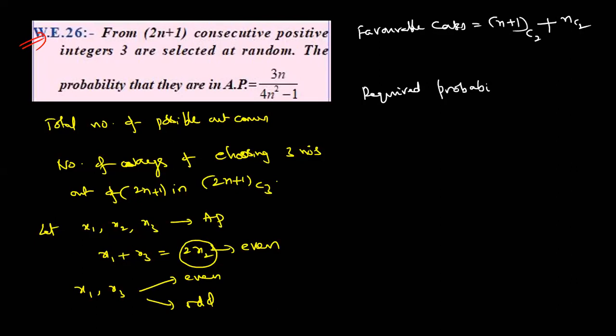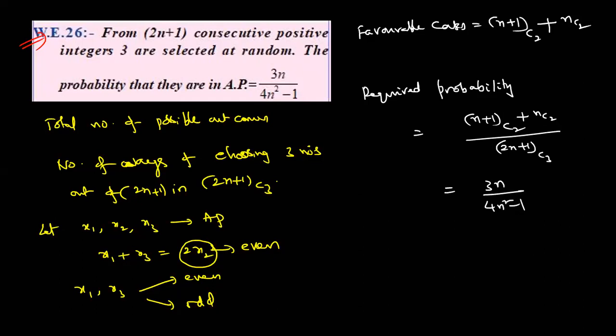So therefore, the required probability is n plus 1 C2 plus n C2 by 2n plus 1 C3. That is the answer. You can get 3n by 4n square minus 1. Don't just remember the formula. Procedure is very, very important.